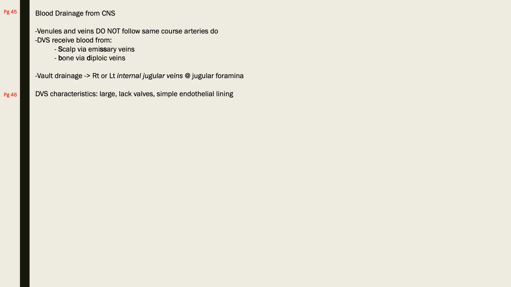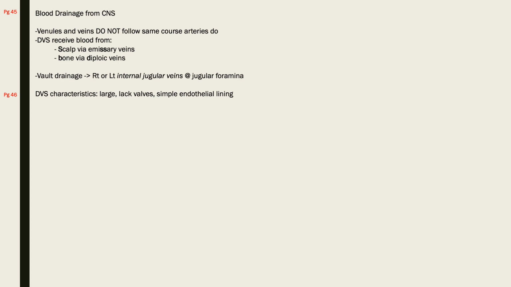Simple, silly way I remember this: scalp has an S in it. So scalp uses emissary veins to drain to the dural venous sinus. And bone and diploic, if you just flip the B, it's a D, so that's what helped me remember. Bone drains via diploic veins.